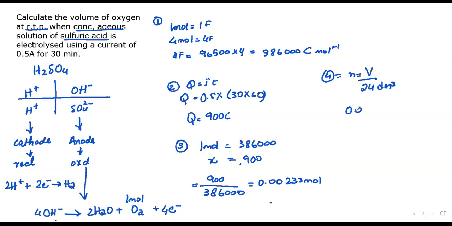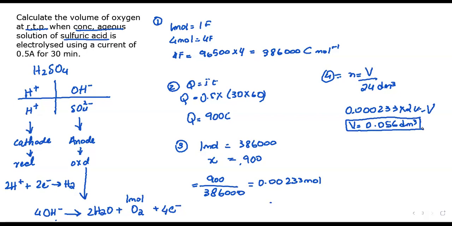So our moles is 0.00233. I multiply it by 24 to get my volume. So I get my final answer as 0.0559. So I'll just round it off to 0.056. And that's how I put my calculation.